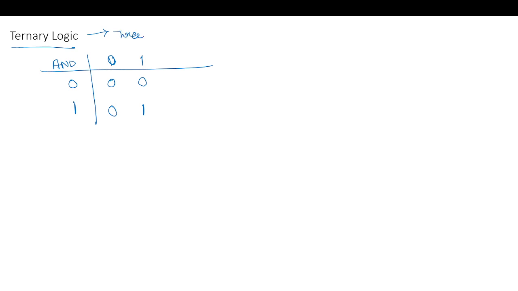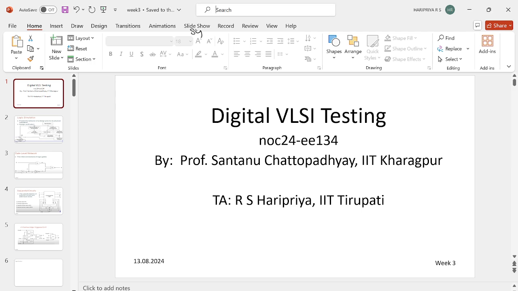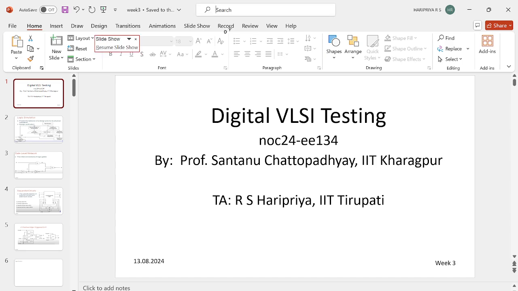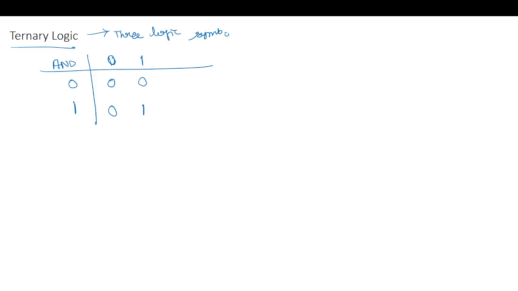With this, we have already seen binary logic. If we consider an AND gate, with inputs 0, 0 the output is 0. If any one input is 0, the output is 0. And 0, 1 is again 0, and 1, 1 is 1. Now, if we have a ternary logic, we will have three logic symbols, which are 0, 1, and U.